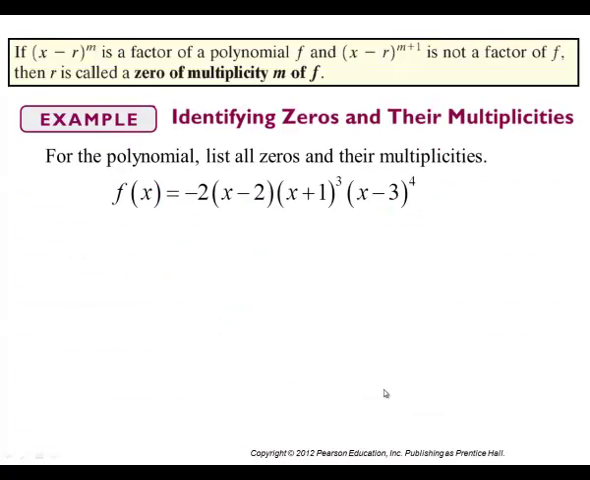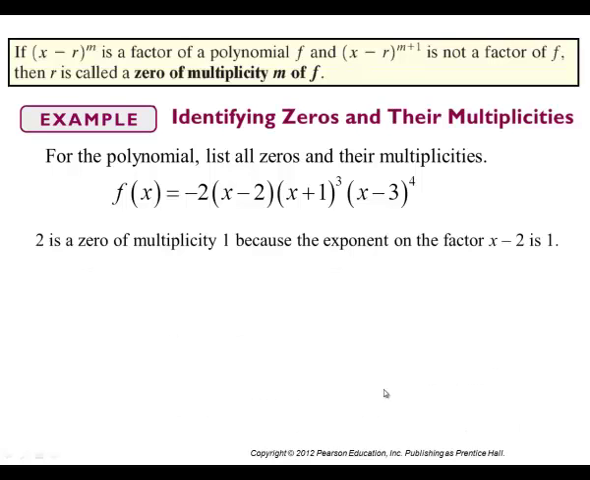Okay, so here we would have a zero of 2 and multiplicity of 1. This would be a zero of -1 with a multiplicity of 3. And this zero would be 3 with a multiplicity of 4. So in other words, this here, x minus 3 to the 4th, would be like saying x minus 3 times x minus 3 times x minus 3 times x minus 3. So that would be x minus 3 times itself 4 times. So the 2 is a zero with a multiplicity of 1, because the exponent is just a 1.